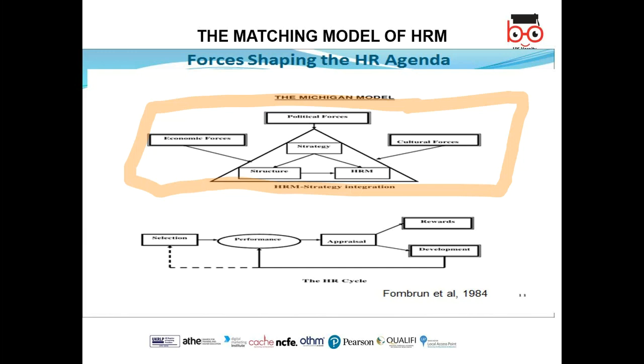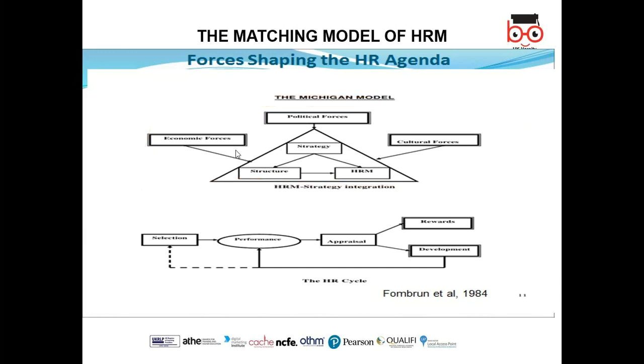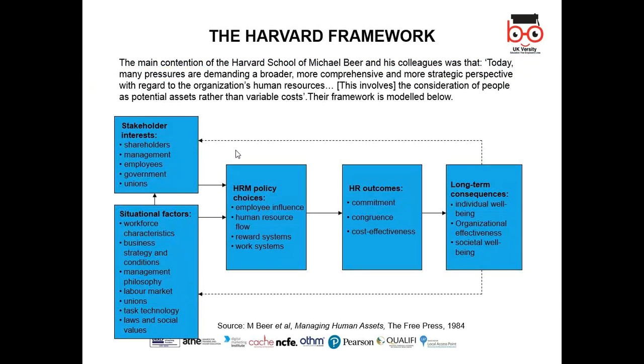And we'll compare that very quickly with the Harvard model. So this is another model of strategic HRM. So companies can choose either to go down the Michigan route or the Harvard route. It's called the Harvard model because Beer and his colleagues from Harvard University developed this model. Now, this model looks, first of all, at a range of stakeholder interests. You need to first of all identify who your key stakeholders are and what their interests are. Then you need to look at your external and internal environment, what you call situational factors.